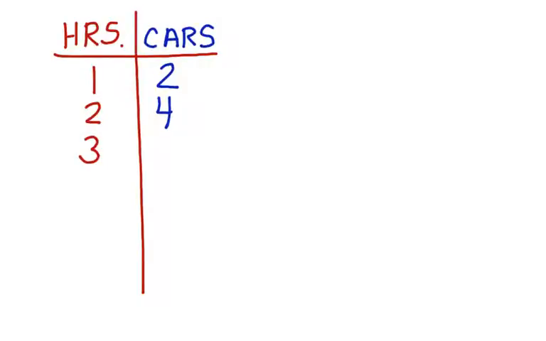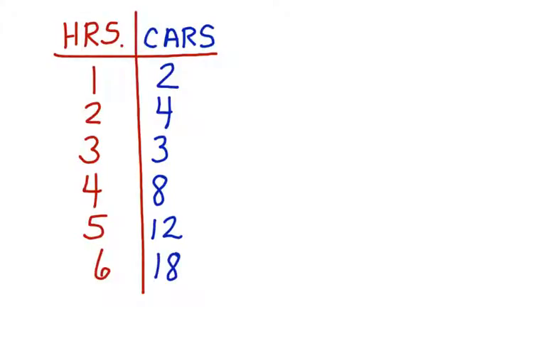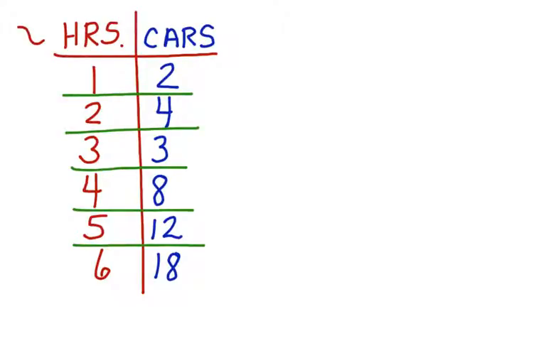Third hour, 3 cars. Fourth hour, 8 cars. Fifth hour, 12 cars. And in the sixth hour, they washed 18 cars. Now, if we wanted to graph this data, you can see that we already have ordered pairs. Each one of these lines represents an ordered pair. We could say that the hours is our x value, and the cars is our y value.